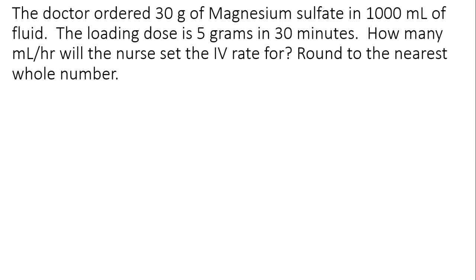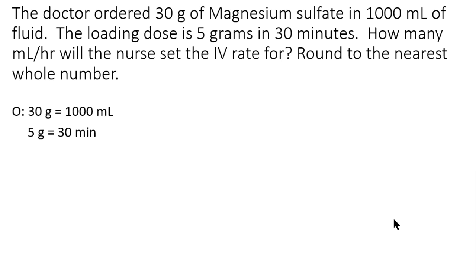The doctor ordered 30 grams of magnesium sulfate in 1,000 milliliters of fluid. The loading dose is 5 grams in 30 minutes. How many milliliters per hour will the nurse set the IV rate for? Round to the nearest whole number. So first we have to read what we have to then figure out what we need. In this case, our order is for 30 grams in 1,000 milliliters. And the loading dose is 5 grams in 30 minutes.